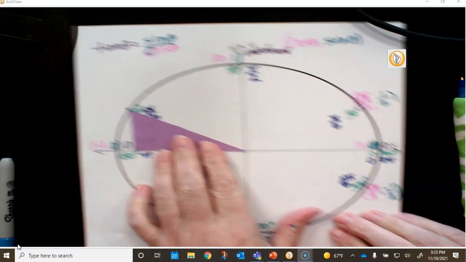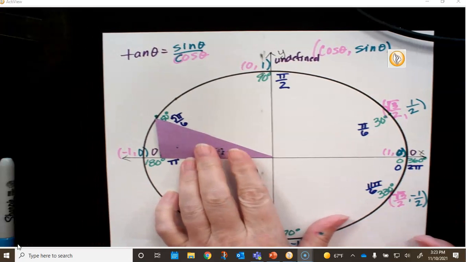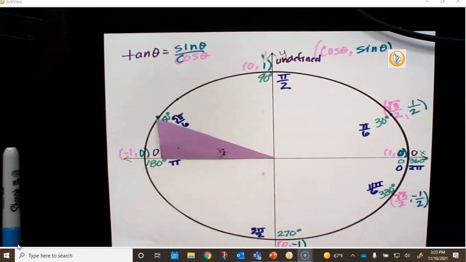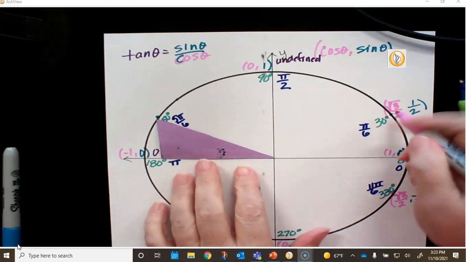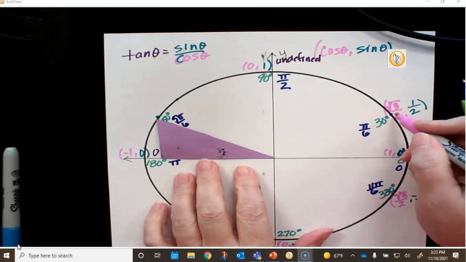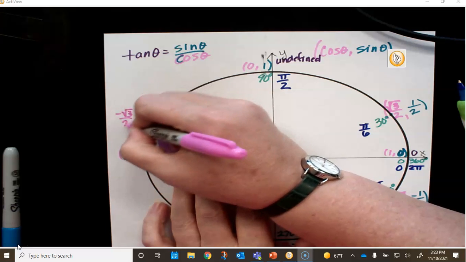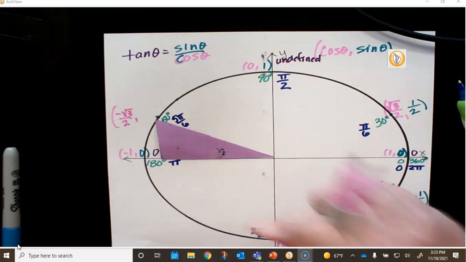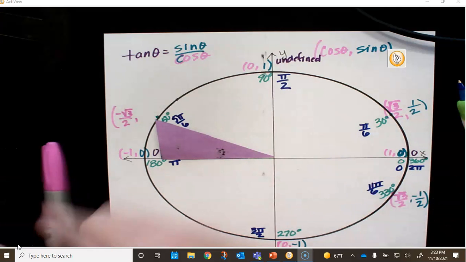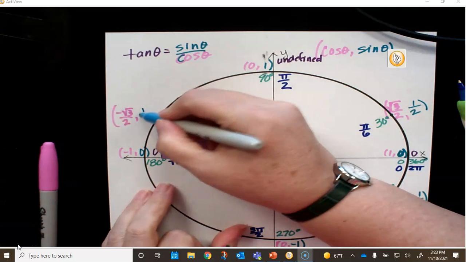So now what's my coordinate? Well, if I reflect over the y-axis, it's the x that changes. So instead of this being positive square root of 3 over 2, over here it's negative square root 3 divided by 2. And the y value will stay the same, so it will be positive 1/2.